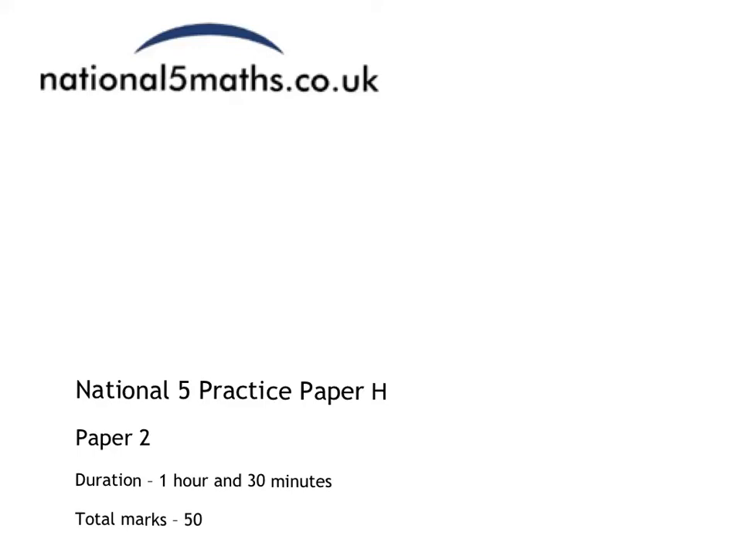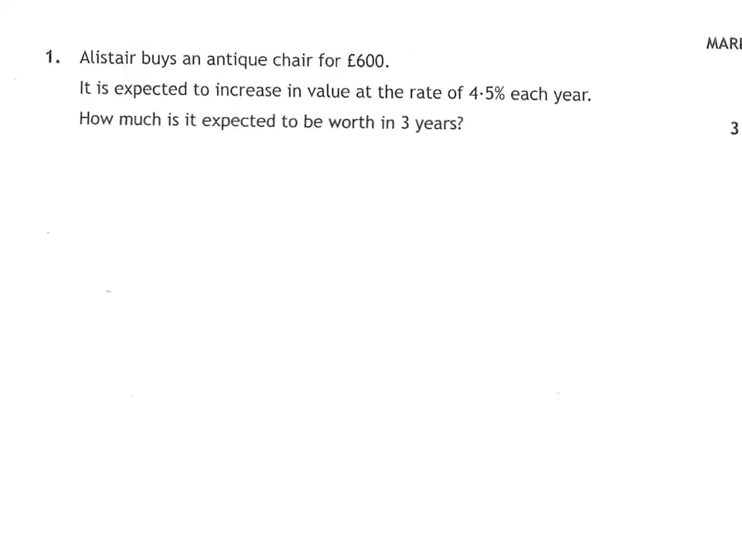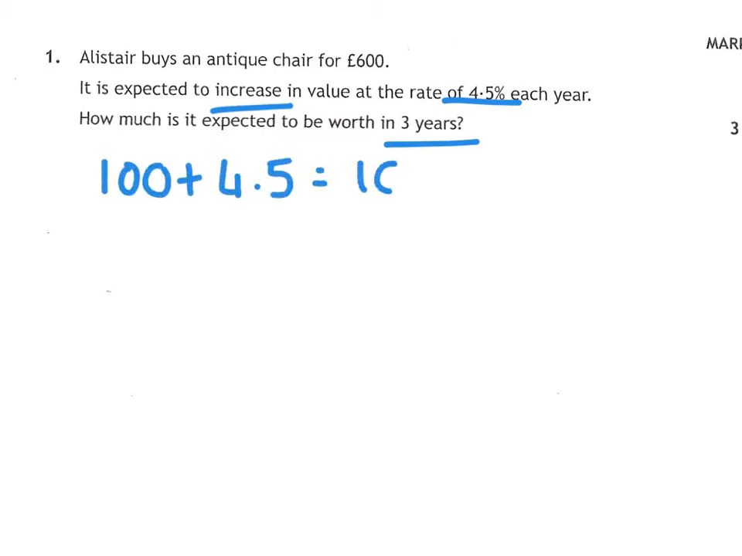Okay, so these are solutions to the practice paper H, paper 2. Question 1 is your straightforward repeated percentage. We have an antique going up in value by 4.5% for 3 years. So if something's going up, you start with 100, you add on 4.5, which is 104.5%. As a decimal, you divide that by 100, so your multiplier is 1.045.